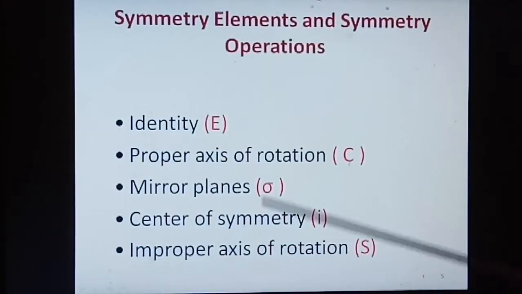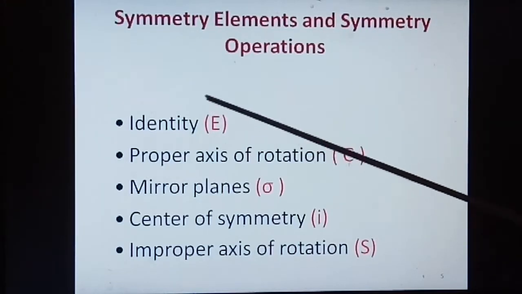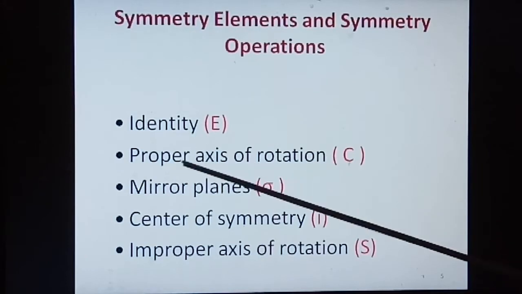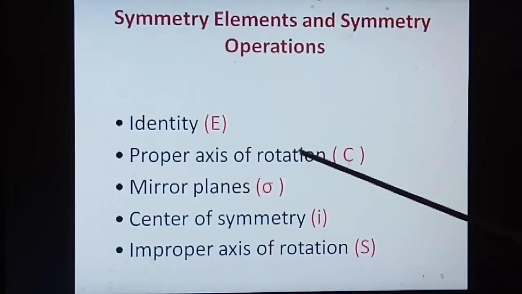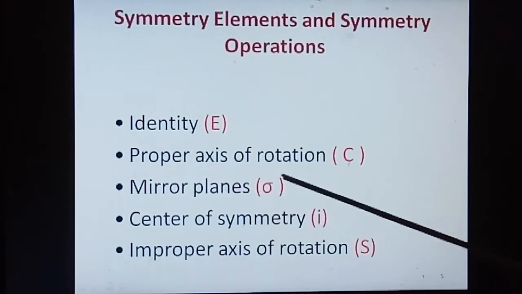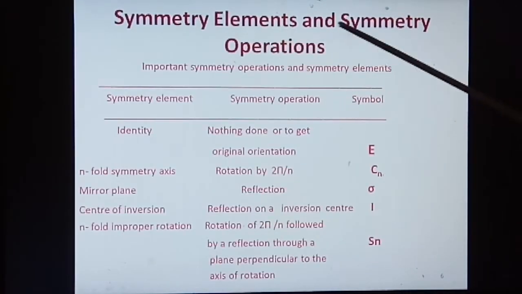Now these are the five symmetry elements. So, symmetry elements and symmetry operations. The first is identity, represented by E; proper axis of rotation, C; mirror planes, sigma; center of symmetry, I; improper axis of rotation, S. This is the table of symmetry operations and their symmetry elements.